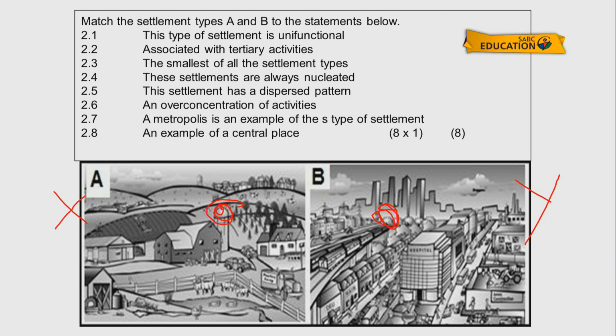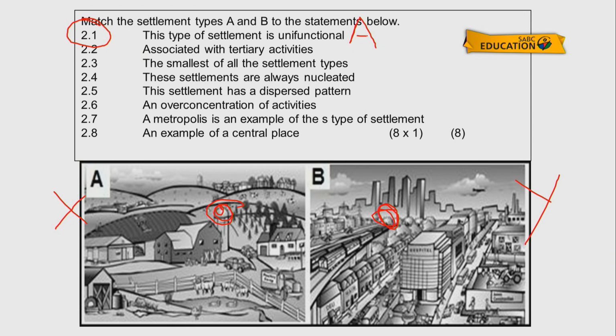Let's have a look at 2.1. It says this type of settlement is unifunctional. What does the word uni mean? One. We've got two types of settlement, rural and urban. Rural is one, urban is more than one. So this type of settlement is option A. There is only one function in picture A. It is a primary activity, farming, only one.